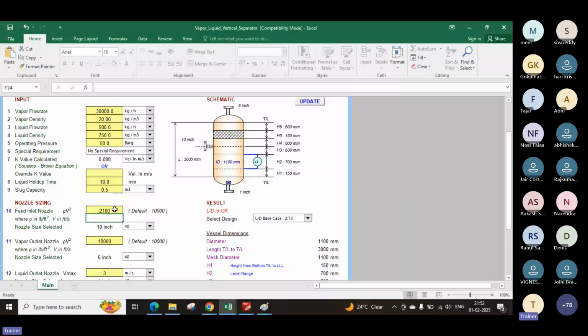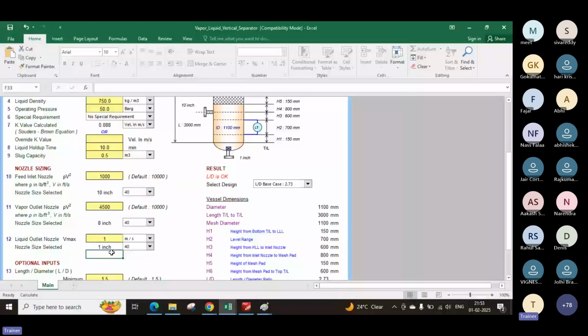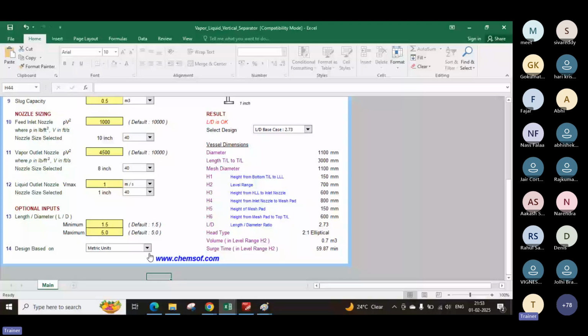Okay, now you can see the changes are happening, and that is because of the rho v square we are getting. For the outlet nozzle, we generally have 4500. For the liquid nozzle, you can say 1 meter per second. So your actual size is not changing, because it might be giving you a more conservative value. Generally, in this sheet, L by D is given, and then it calculates the other parameters.